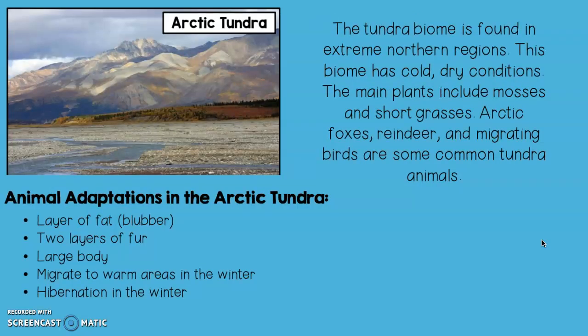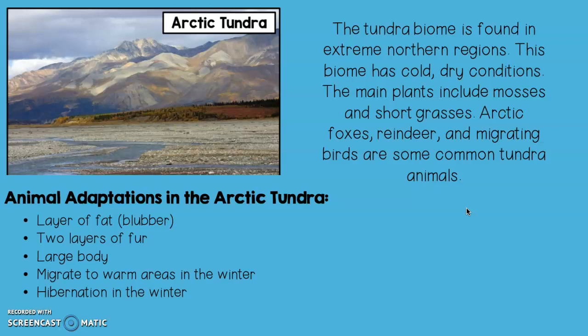So let's start with the Arctic tundra. The tundra biome is found in extreme northern regions. This biome has cold, dry conditions. The main plants include mosses and short grasses. Arctic foxes, reindeer, and migrating birds are some common tundra animals. Now, of course, that is not the only animals that are living in the Arctic tundra, just a few for an example.